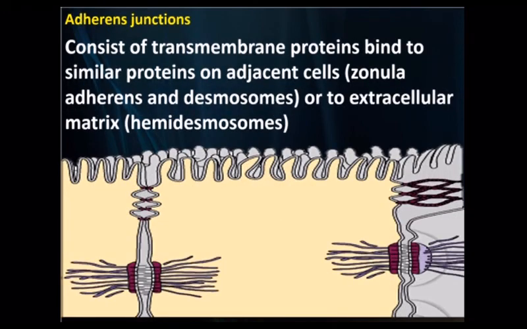The second type is the adherens junction. It consists of transmembrane proteins that bind to similar proteins on the adjacent cell in the zonula adherens and desmosome, or to the extracellular matrix in the hemidesmosomes.